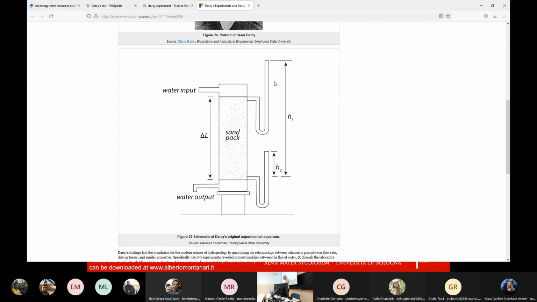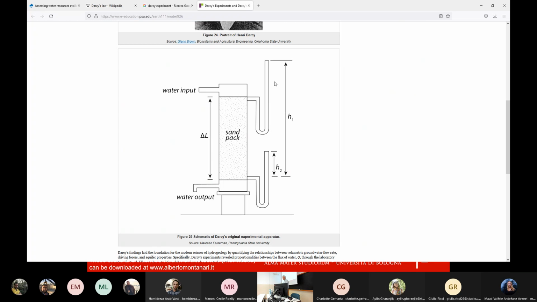And basically, he could see that the loss of energy is proportional to what? Is proportional to the flow. The loss of energy is proportional to the flow. He discovered that there was a direct proportion between loss of energy and flow. And this is what we have to introduce in our system.